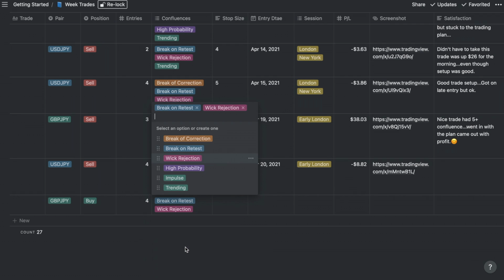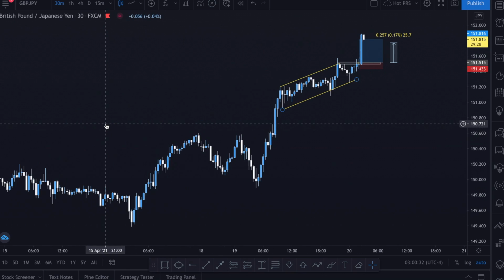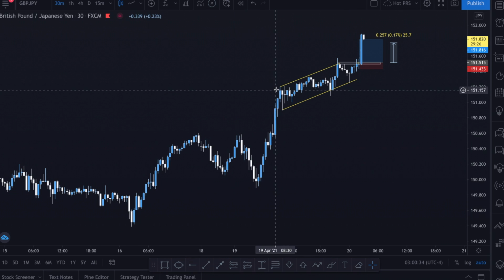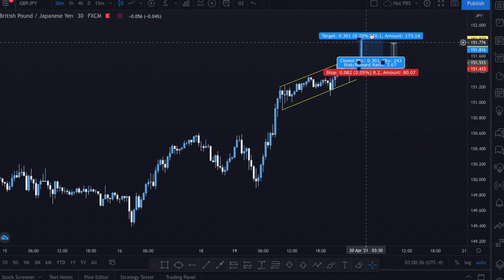Break and retest with rejection. High probability. Trending. Market is trending. Notice price action is trending to the upside.